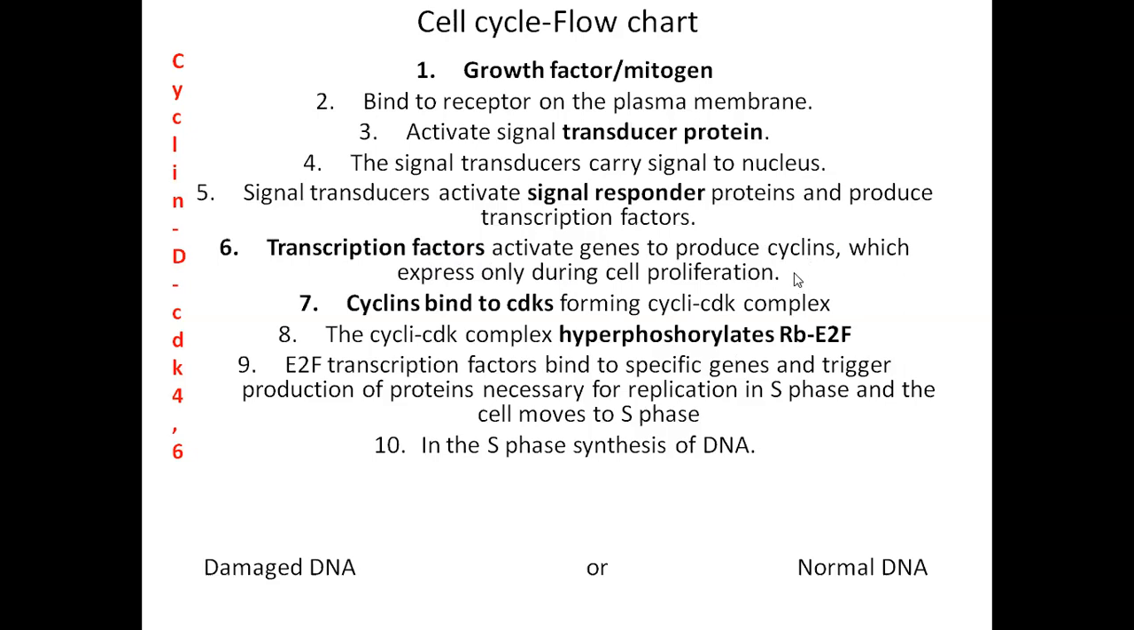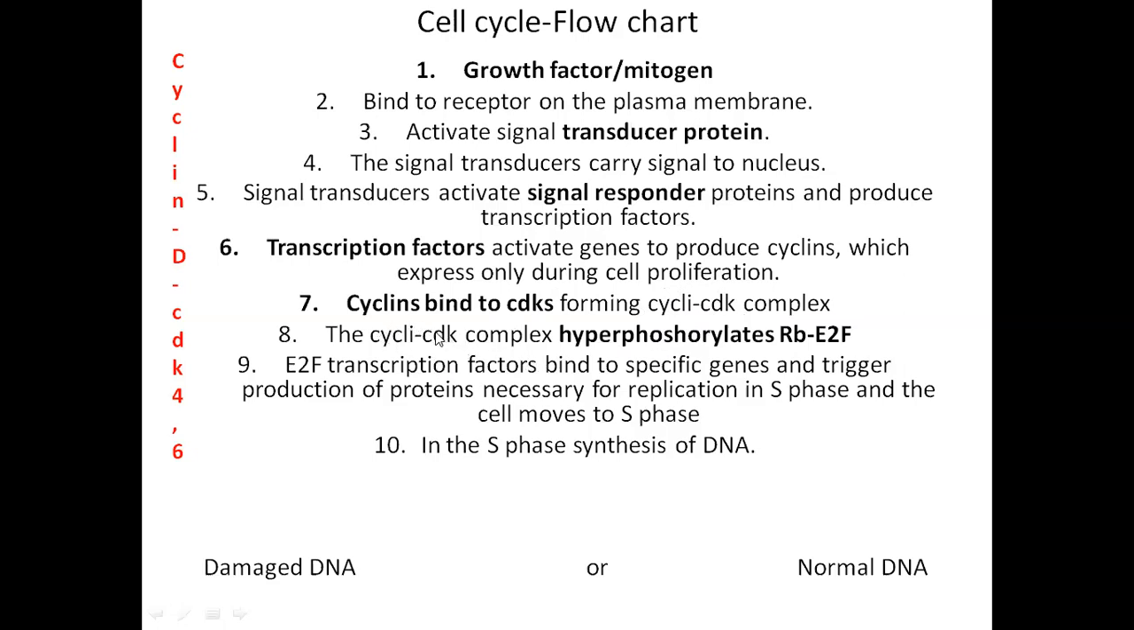I told you cyclins are produced only during the cell cycle, but CDKs are already present in the cell. The cyclins that are produced bind to CDKs and form what are known as cyclin-CDK complexes. We know very well the cyclin-CDK complex is a positive regulatory complex that allows the cell to proceed through the further stages if everything is proper. And there are different cyclin-CDK complexes during different stages of the cell cycle. This we know very well.